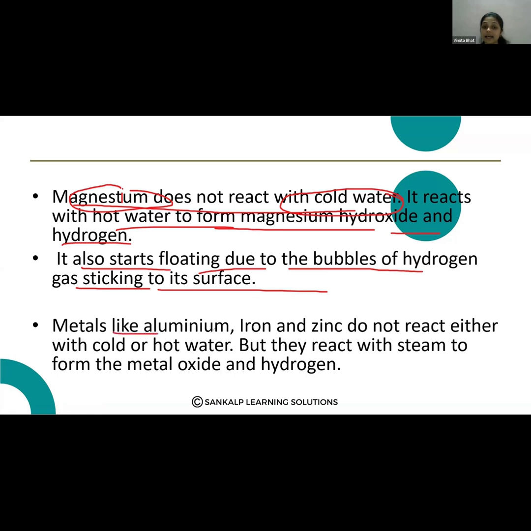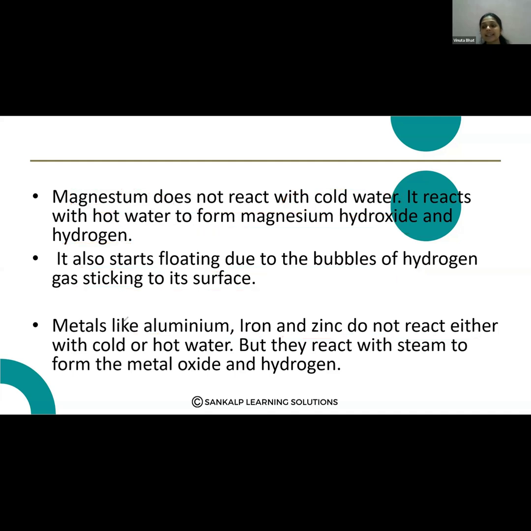Okay. And metals like aluminium, iron, zinc do not react with the cold water. So some metals, I told in the starting, react with the cold water, some react with the hot water, and some react with the steam only. So here zinc and iron do not react with the cold or hot water, but they react with the steam and form the metal oxide and the hydrogen. The thing is, if they react with the steam, they form the metal oxide and the hydrogen. Okay.